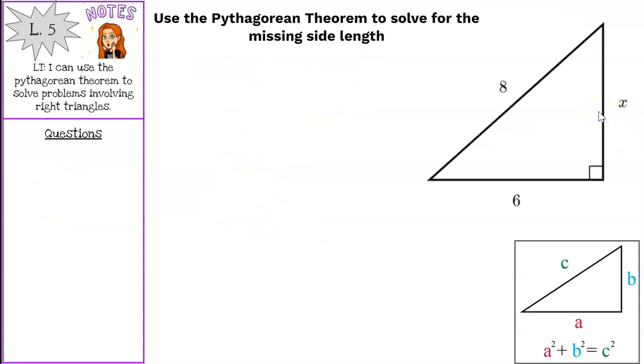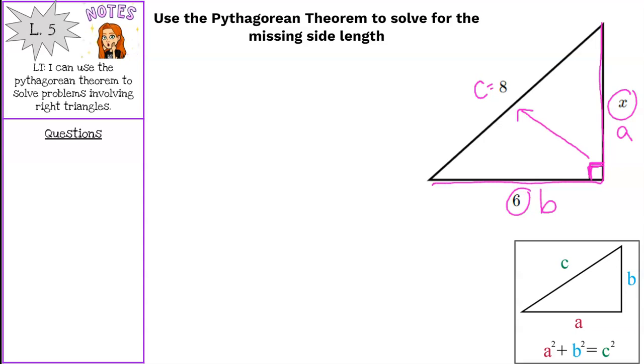Use the Pythagorean theorem to solve for the missing side length. So we have the sides of our triangle. Here's the right angle. So if we draw that line across from the right angle, that is C, our hypotenuse. So C is 8. So then the other two sides are our legs of our triangle. So I'm going to label X as A and 6 as B. Now you can change those around, but that's how I'm going to label it for this example.